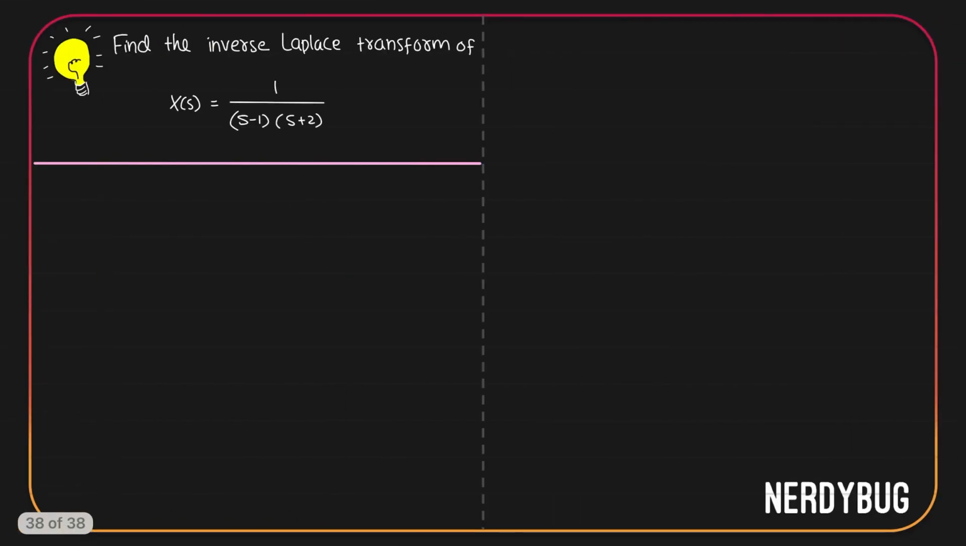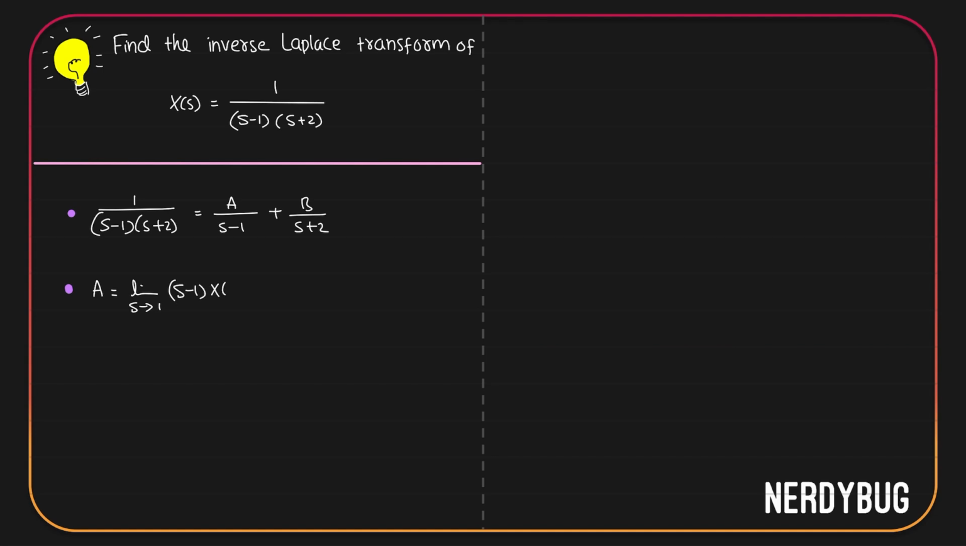Let us now solve a problem. We have to find the inverse Laplace transform of x of s, which is 1 by s minus 1 into s plus 2. The first thing we are going to do is take 1 by s minus 1 into s plus 2 and write it in this form: a by s minus 1 plus b by s plus 2. We have to find out the values of a and b. To find a, what we have to do is take limit s tends to the pole corresponding to a is 1. So s tends to 1.